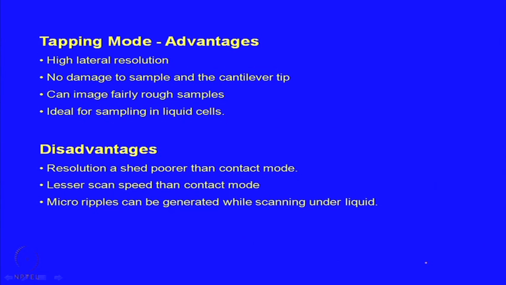So, advantages are pretty high lateral resolution, much better than non-contact mode, no damage to the sample and the cantilever tip, can image fairly rough surfaces, and is ideal for scanning liquid surfaces, liquid cells and things like that. Disadvantage, of course, resolution is poorer than contact mode, scan speed is much lower as compared to contact mode, and under liquid, because of the continuous tapping or continuous motion, there can be ripples or local turbulence that can get generated, which adds to the noise.